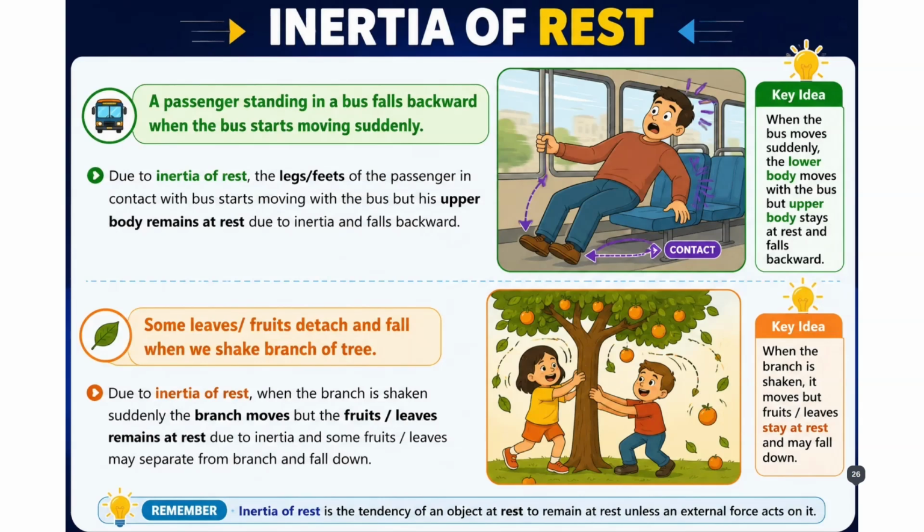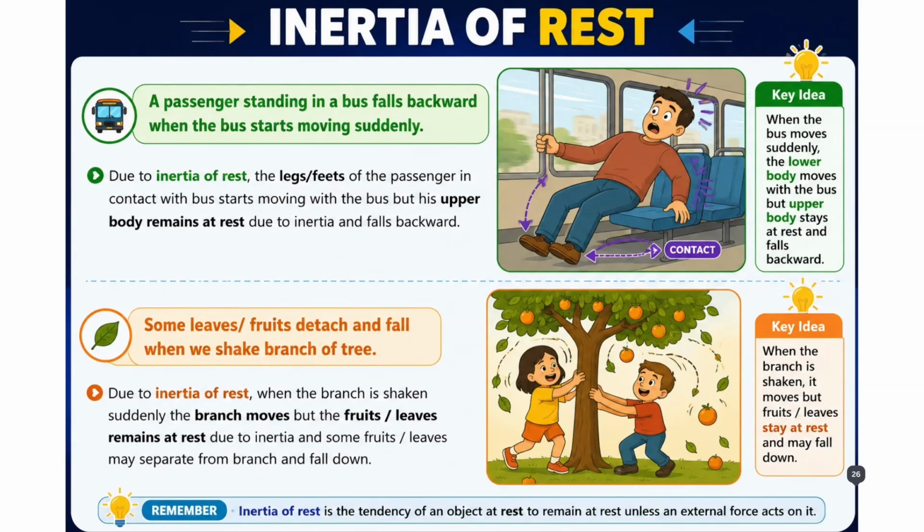Now, shaking a tree branch. Now let's look at the second example. What happens when you vigorously shake the branch of a tree? Some leaves and ripe fruits detach and fall straight down onto the ground. Here is the physics behind it.